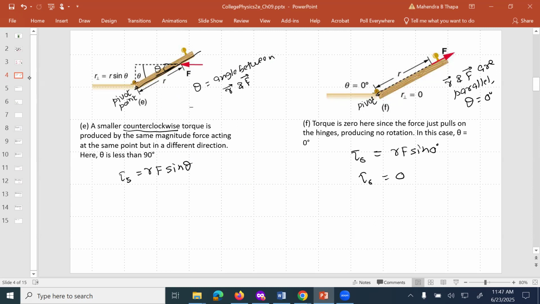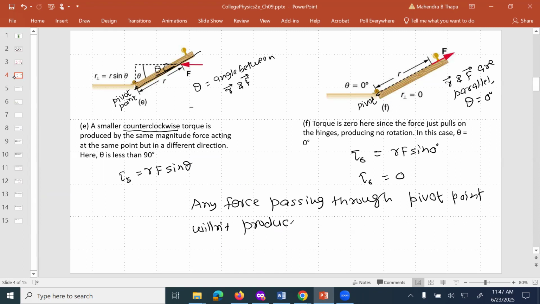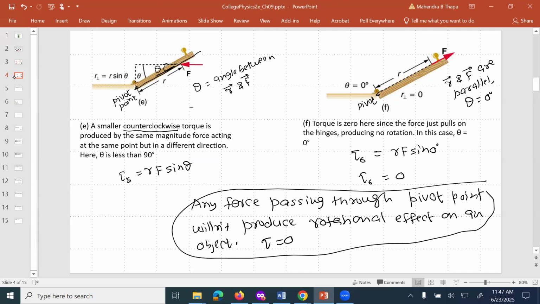So from this example, we understand that any force passing through the pivot point will not produce rotational effect on an object, because in that case torque will be 0. We can use this concept a lot when we are solving problems.